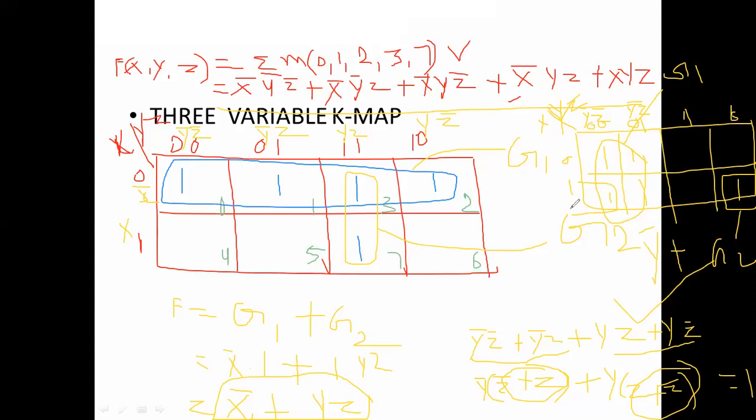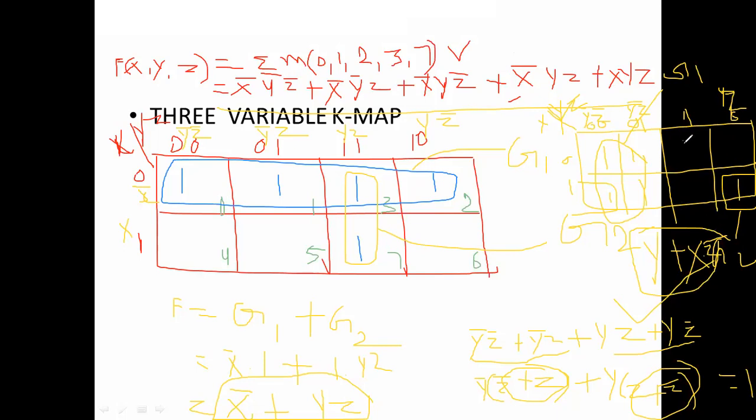This is group 2. Here the x value is 1, that's why x dot. What about the yz values? This group contains y bar z bar, and here 1, 0, that is y z bar. So y bar z bar, y z bar. What is common? Z bar is common. So x z bar. So this is the answer: y bar plus x z bar. In this way, we are doing the problems.